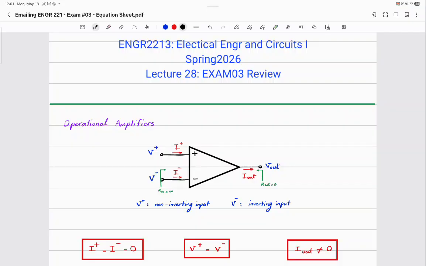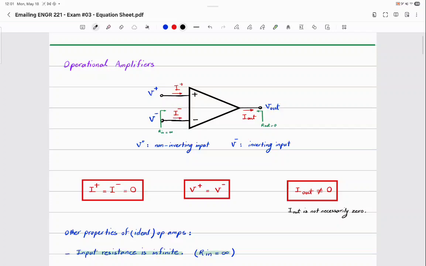So the first topic is op amps, or operational amplifiers. Now, remember, you have three important rules to remember for op amp analysis. The first two, you should apply to your circuit: the current rule and the voltage rule. The current entering the op amp, whether through the negative terminal or positive terminal, should be zero. And the voltage at the inverting terminal, or negative terminal, and the non-inverting terminal, or positive terminal, should always be equal.